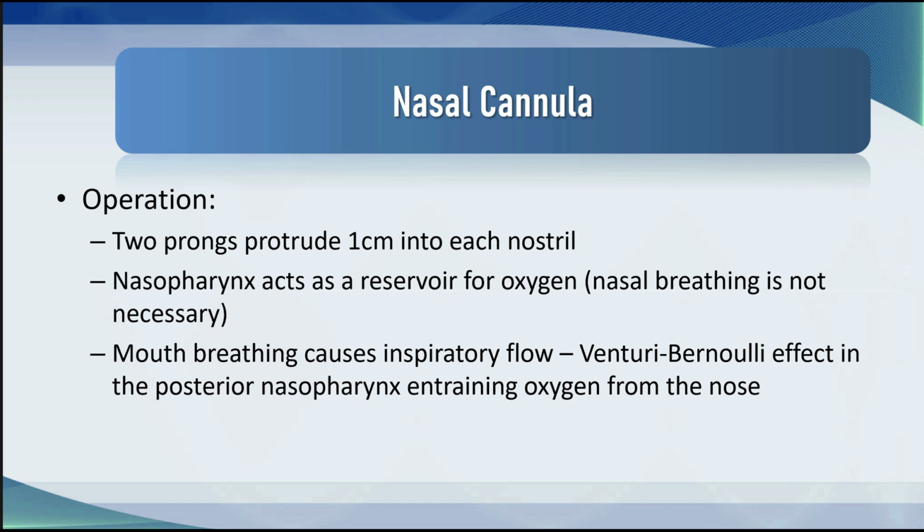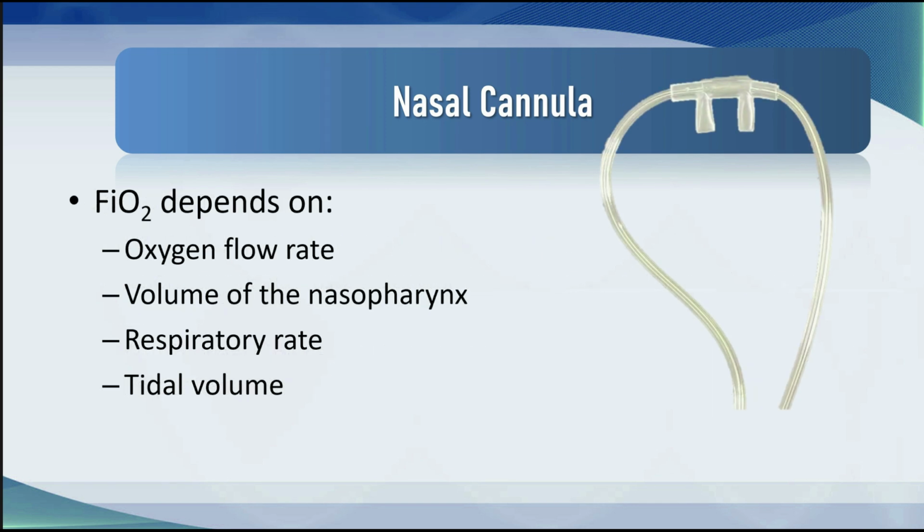These are 2 prongs that go 1 centimeter up into each nostril, and the nasopharynx acts as a reservoir for oxygenation. The patient doesn't need to breathe through their nose, and the patient breathes through their mouth. They suck in air from the room, and it dilutes in all of that oxygen that's in the nasopharynx, and a certain amount of oxygen is delivered to the lungs. And the FiO2 depends on the flow rate, the volume of the nasopharynx, the respiratory rate, and the tidal volume.